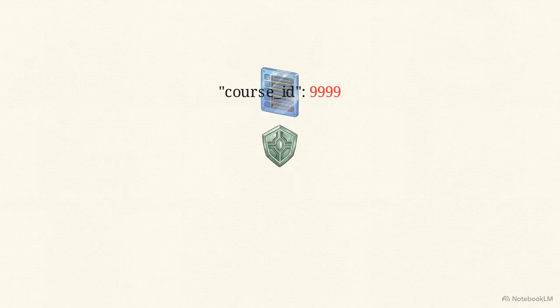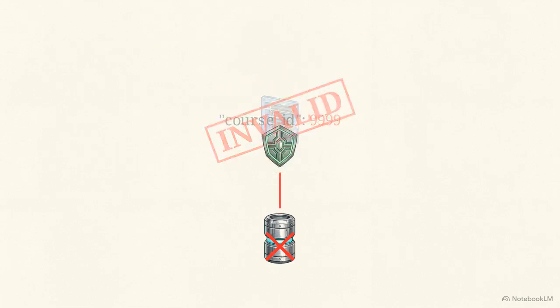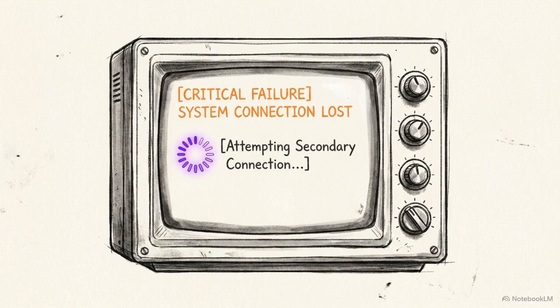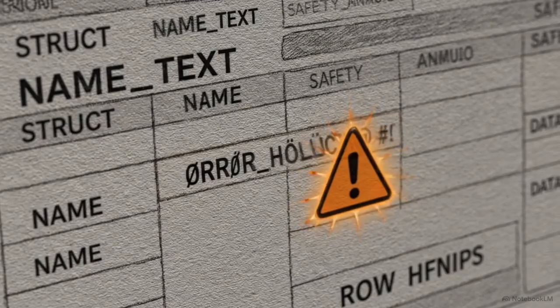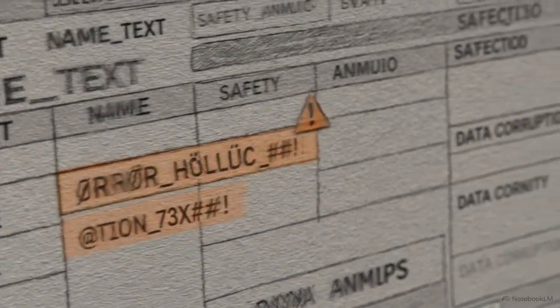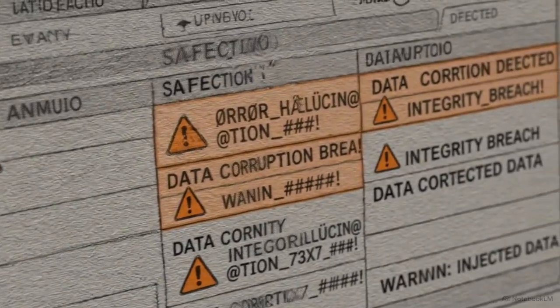Before displaying anything to the user, the application code checks the model's output against the actual course database, immediately rejecting the hallucinated ID. When validation fails, the application automatically triggers a retry mechanism, passing the error back to the model with a correction prompt to try again. Without strict schema enforcement and post-validation, an AI feature operates by injecting untrusted, unverified data directly into your application state.